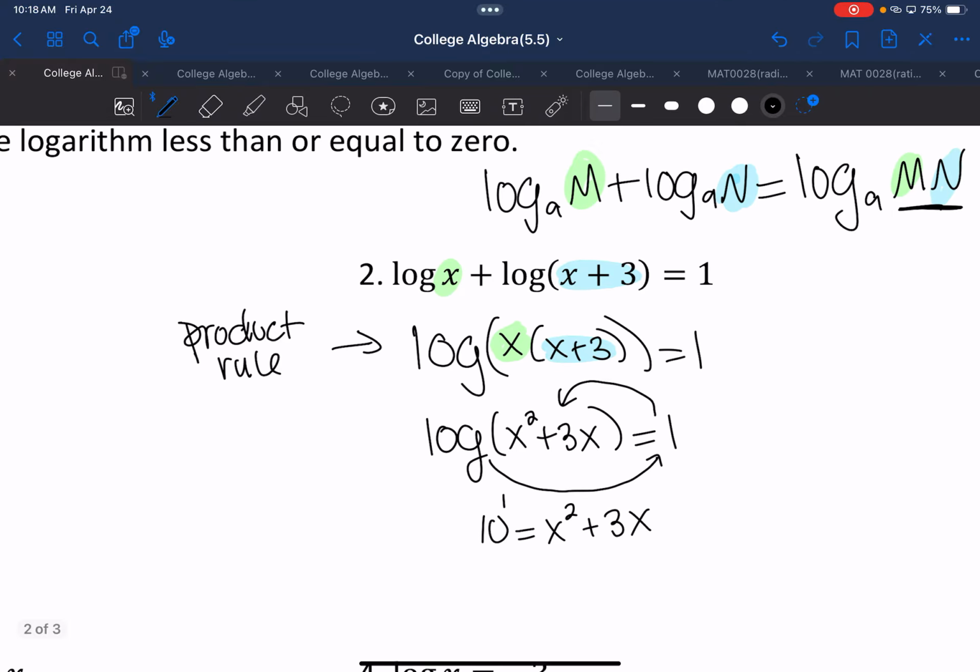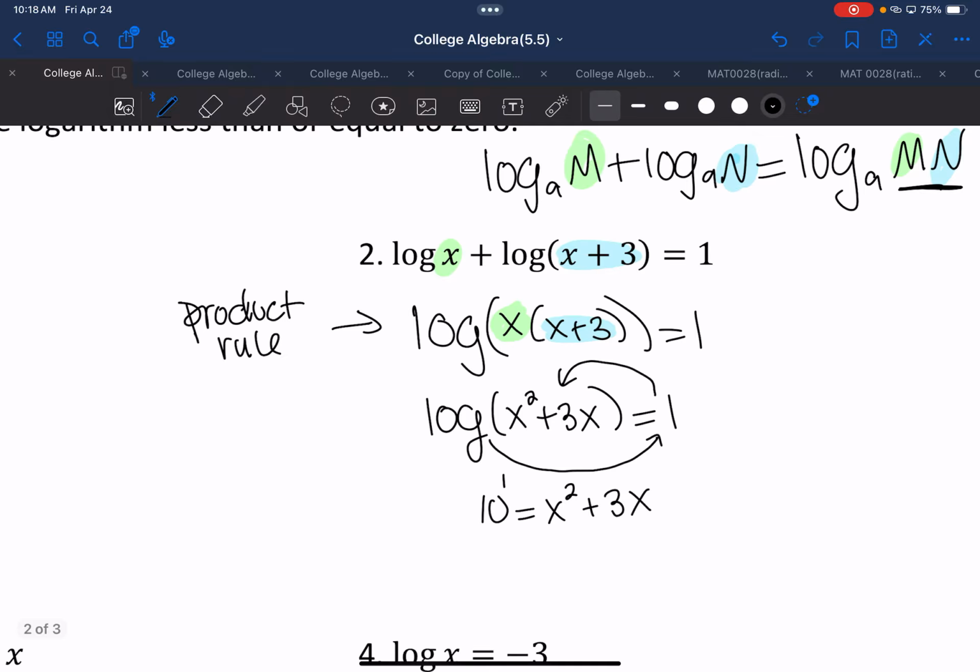So there we just rewrite in its exponential form.